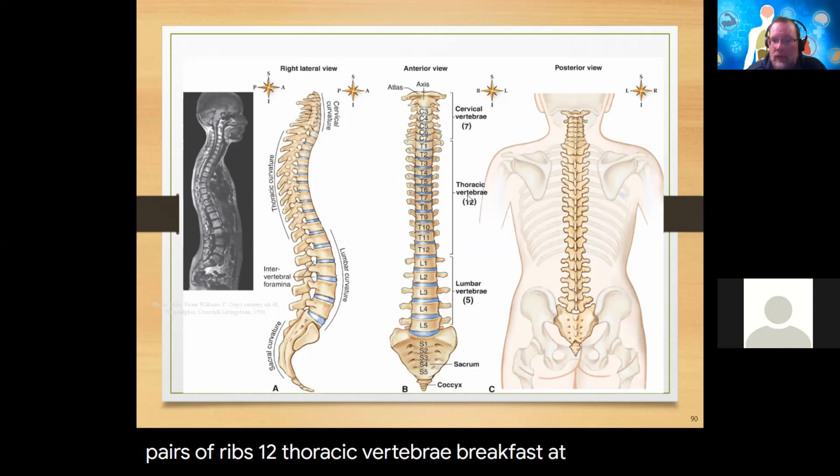Breakfast at 7, lunch at 12, dinner at 5. Okay, so remember those numbers and certainly those groups. Cervical is in the neck, and you have 7 of them. Thoracic are in the mid section or the thoracic region. They articulate with the ribs. There are 12 of those. And then the lumbar or the low back, which notice they don't articulate with any of the ribs. There are going to be 5 of those. Okay, so these are all individual vertebra forming one long vertebral column.